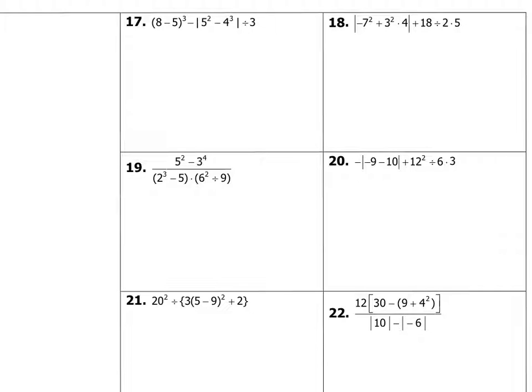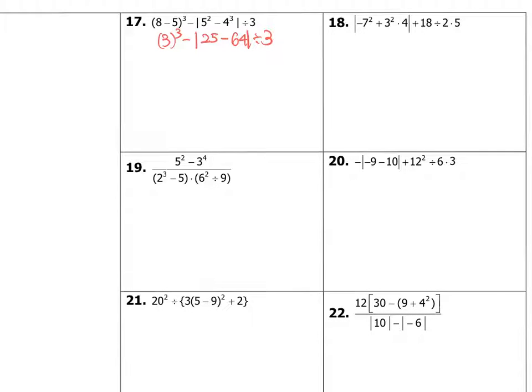Number 17. I have lots of exponents. I have some parentheses. So we have to take care of the parentheses first. Inside the parentheses, 8 minus 5, I have 3. And then I just copy down the rest of it. Now in here, I've got an absolute value, which is the same as the parentheses. So inside, I've got exponents. 5 squared is 25. I cannot do the subtraction yet because I have to take care of the next exponent. 4 cubed is 64.